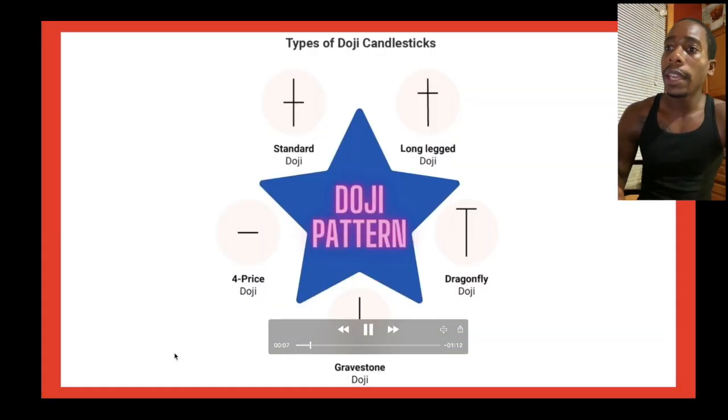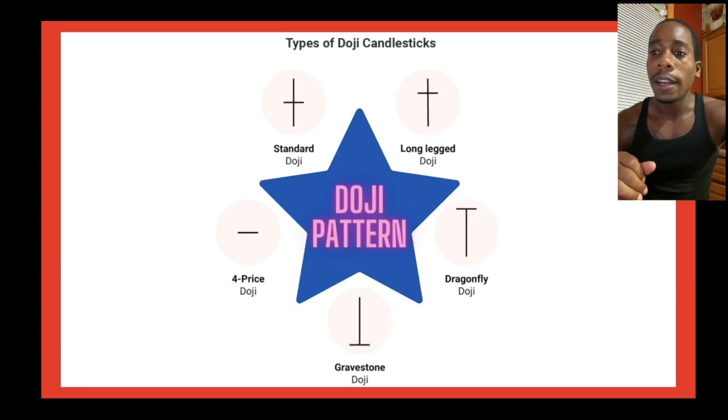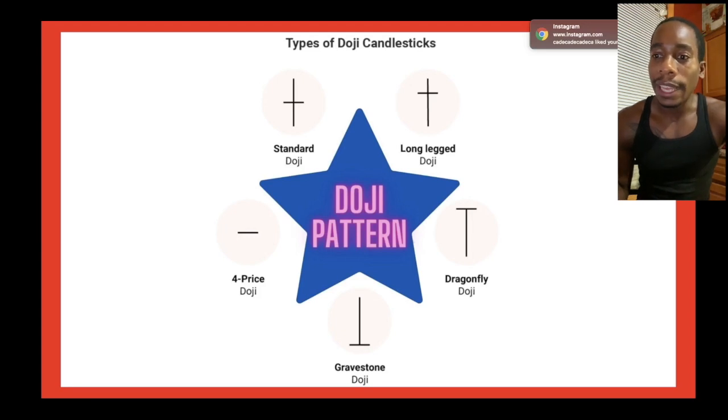Okay, so here are the different types of doji candlesticks, right? Starting from the top left, you'll see that there's the standard doji. Top right, there's the long-legged doji. Moving on to the right, you have the dragonfly doji. At the bottom, you have the gravestone doji. And next, last but not least, we have the four price doji.